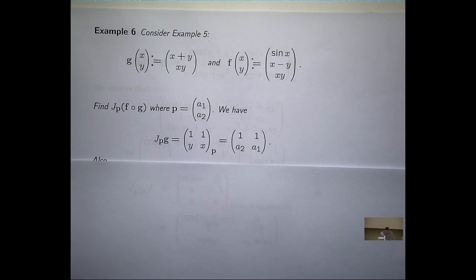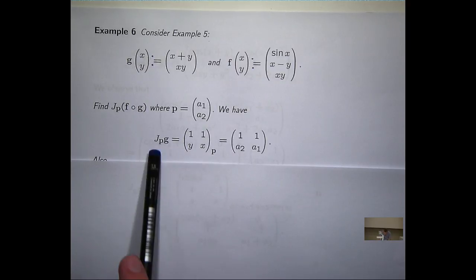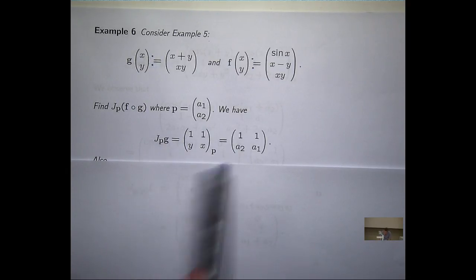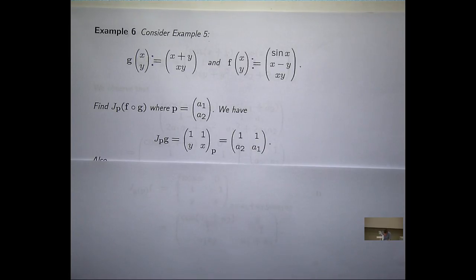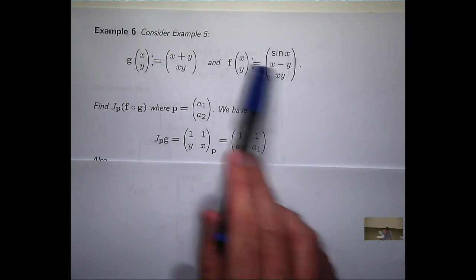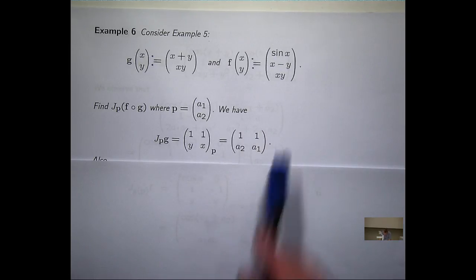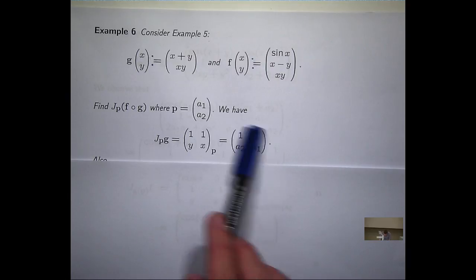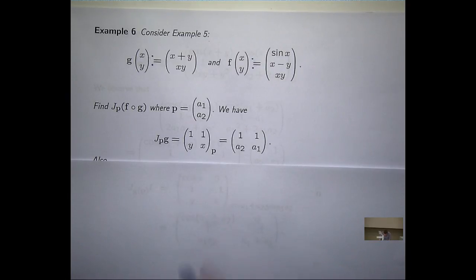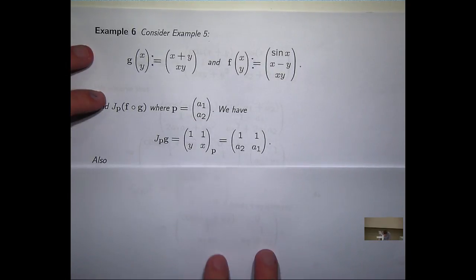Okay, so if this is our G, then we can calculate the Jacobian. Remember, the Jacobian is just the matrix where the rows are derived by using the gradient of each component function. So this is our Jacobian of G, where P is this.